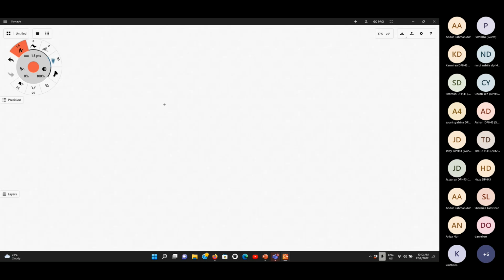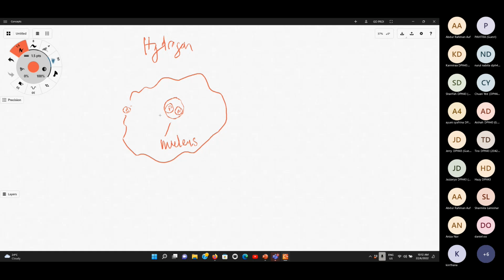Kita tahu hydrogen is an atom and there ada nucleus. And inside a hydrogen nucleus, kita tahu ada neutron dan juga ada proton. Let me draw back. This is the nucleus of hydrogen. So inside this nucleus, kita ada satu proton dan satu neutron. Okay? And ada satu elektron berkeliaran dekat luar ni. Moving around freely.